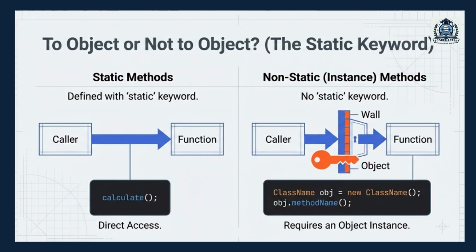Static methods belong to the class, so you call them directly. No object needed. Non-static methods belong to an instance, which means you must create an object before calling them. If the behavior depends on object data, don't use static. If it doesn't, creating objects is just wasted effort.